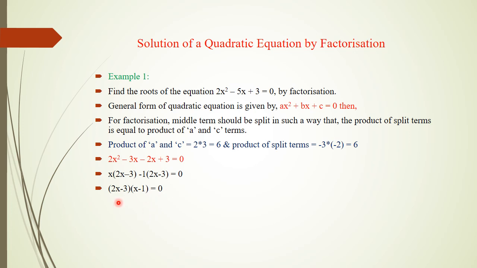Now, if you observe here carefully, there are two terms inside the bracket, which means that is equal to 0, which means that product of these two terms is equal to 0.